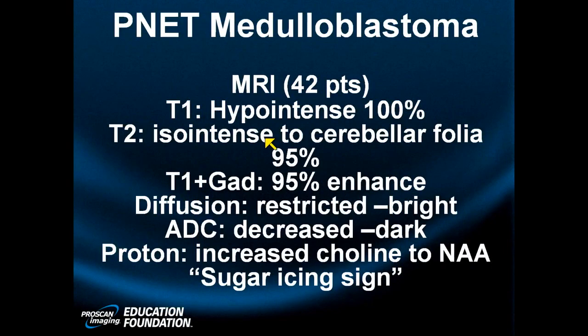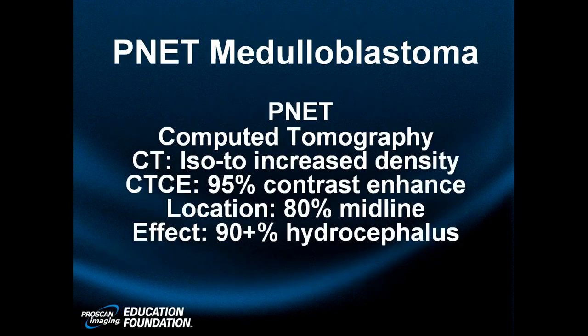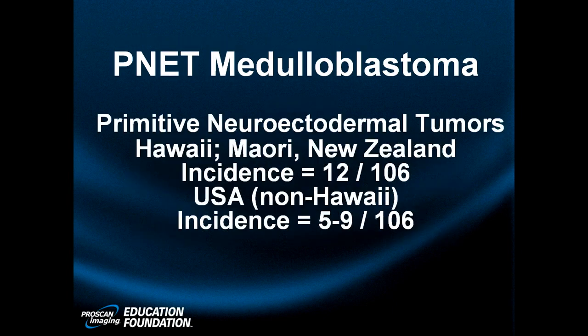On spectroscopy, there's elevated choline, which is a virtually useless sign, except in the scenario where we're trying to follow the response to therapy, especially in astrocytic tumors. On CT, medullos are very dense, almost as dense as meningiomas, and if they're close to the surface, you may misdiagnose one as a meningioma. 80% are close to the midline. The older you get, the further they drift off the midline. 90% have hydrocephalus.